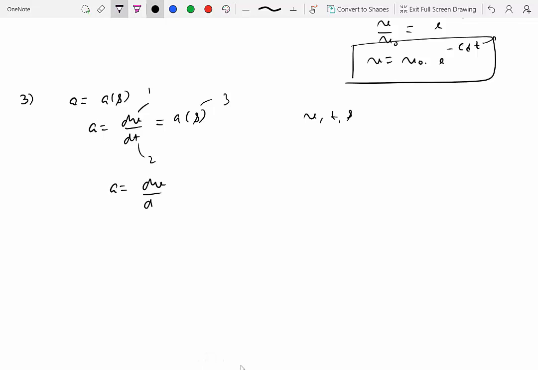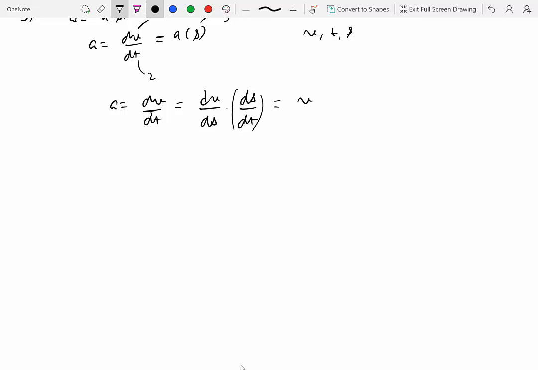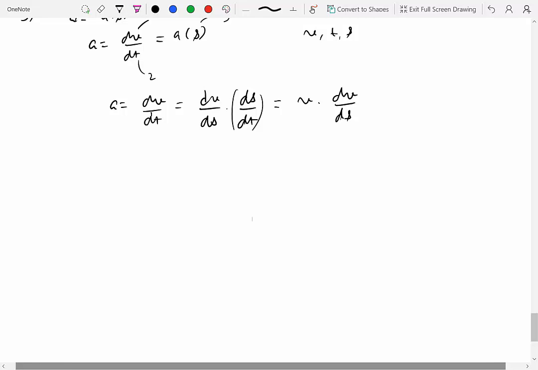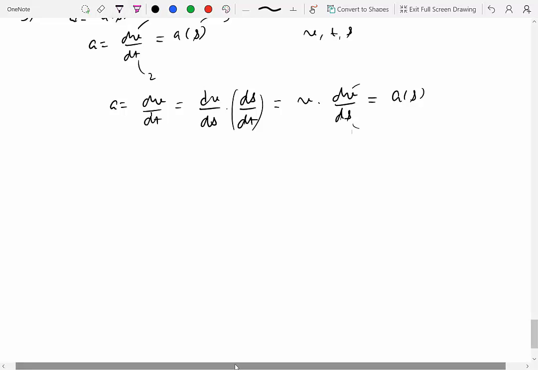So a is defined as dv over dt, which I will write as dv over ds times ds over dt. Okay, what's ds over dt? It's nothing but the velocity. So we get v times dv over ds. And we have done this before. Okay, now this is good because the right hand side could be a function of s now, and it's okay because we have only v and s as the variables here.